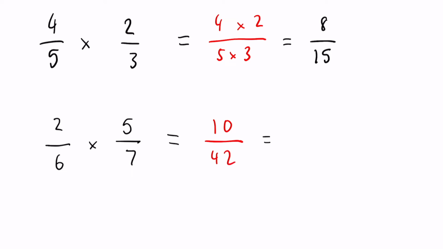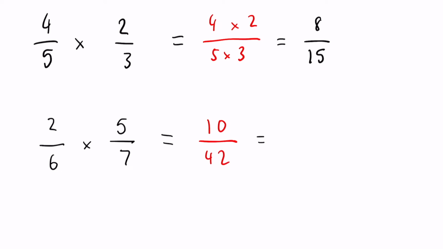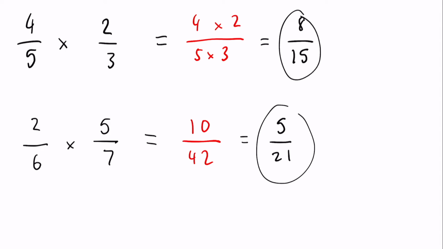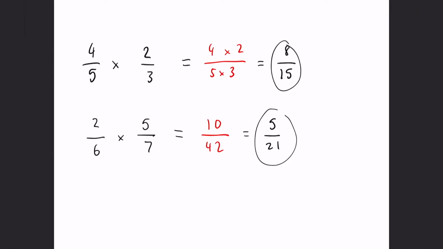Again, you might be asked to simplify these. So 8 and 15 is already fully simplified. 2 and 42, you might notice that these again are both even numbers. So we can divide them by 2, leaving us with 5 over 21, and that is fully simplified. So multiplication, that's as easy as it gets. Nothing more difficult than that.